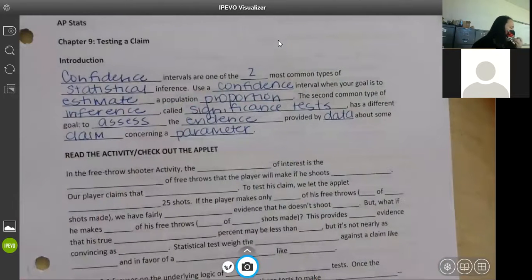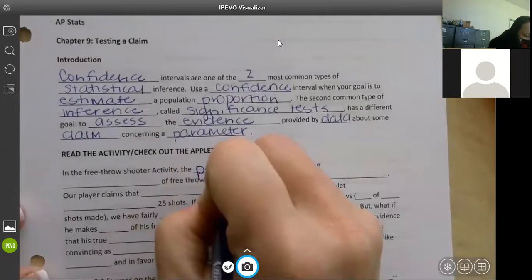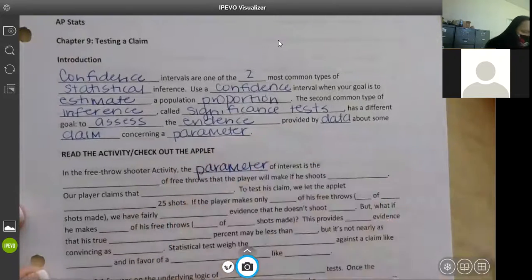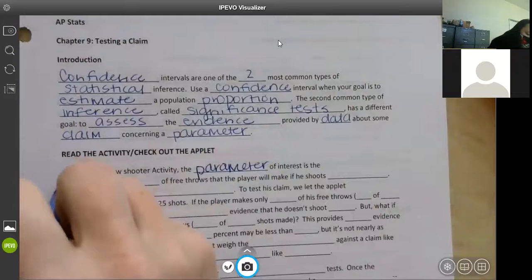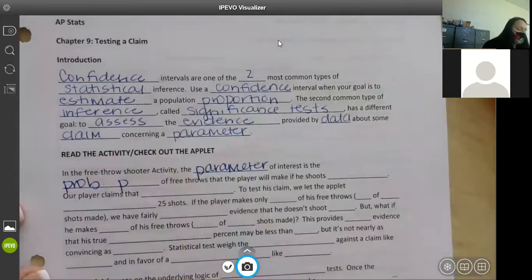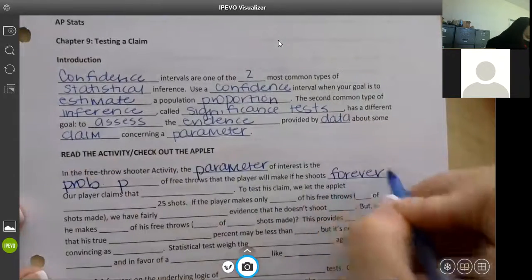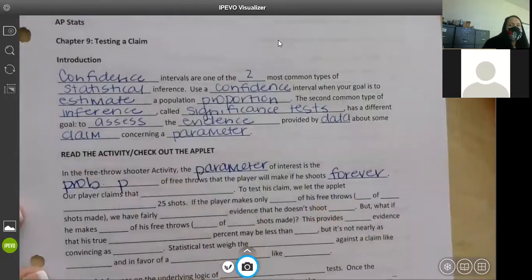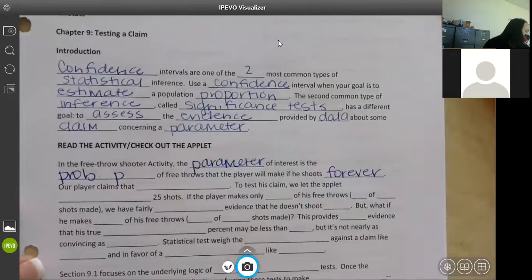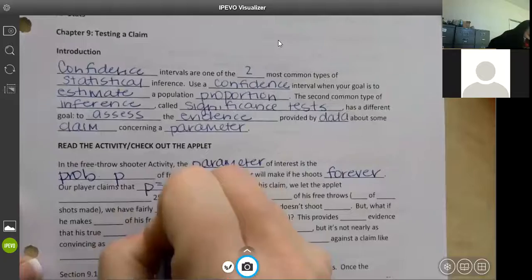Right, so you guys can go back and read that activity and check out the applet. It's talking about a free throw shooter shooting shots. In the free throw shooter activity, the parameter of interest was the probability P of the free throws that the player will make if he shoots forever. Our player claims that he can shoot 80%.